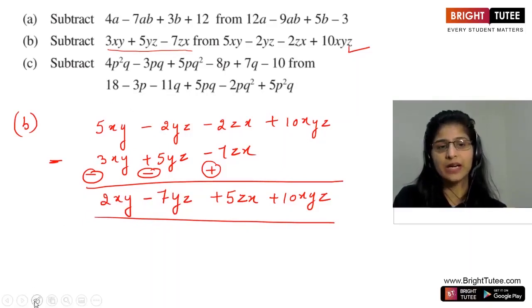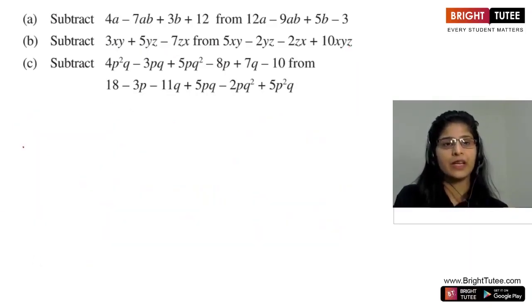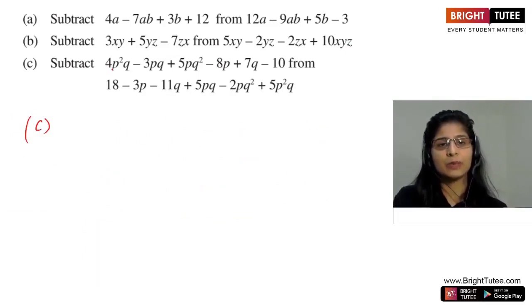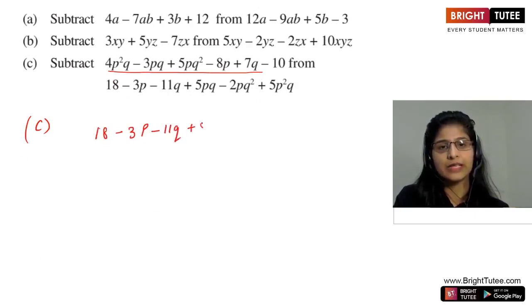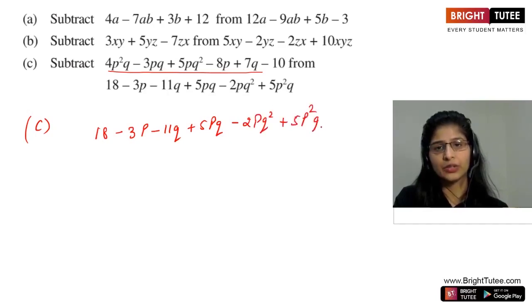Let us try the last part, which is the third part with us. In the third part, we have to subtract this from the second one. Let us write the second one first. So 18 minus 3p minus 11q plus 5pq minus 2pq square plus 5p square q. Now from it 4p square q will come up here. It is of plus 4p square q.